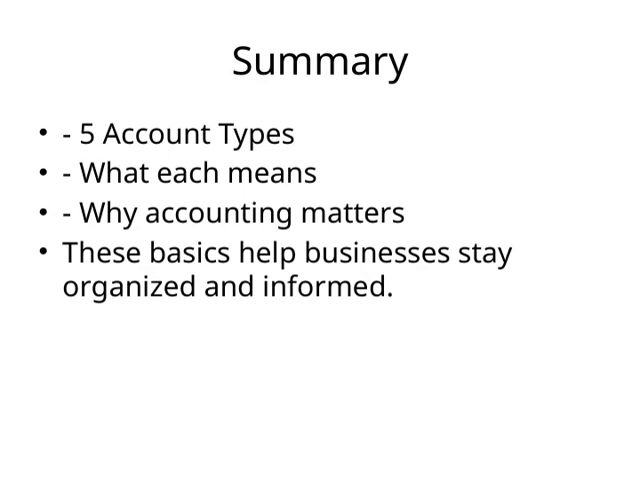Now, let's wrap up with a quick summary of what we've covered. First, we looked at the 5 main types of accounts that businesses use. These include assets, liabilities, equity, revenue, and expenses. Each of these accounts serves a specific purpose and helps organize financial information clearly. Next, we discussed what each of these accounts really means, like how assets are what a business owns, liabilities are what it owes, and so on. Understanding these definitions is key to grasping how financial statements are built and interpreted.